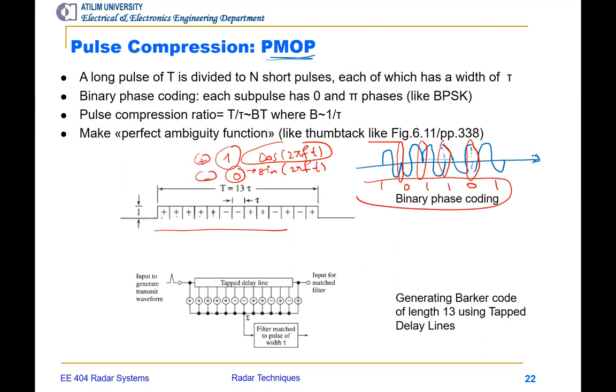Cosine, cosine, cosine, cosine, cosine, sine, sine, cosine, cosine, sine, cosine, sine, cosine. So I got 13 bits simply to construct a pulse of duration t. Then I have to know this code, and this one is known as the Barker code, which is known for its low side lobe levels.